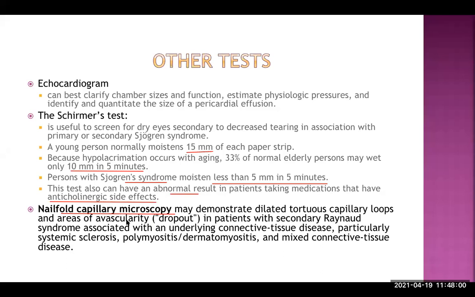This may be decreased, which is known as dropout. Some areas of avascularity would be there, known as dropout. This is because of ischemia. Whereas in other conditions, there may be telangiectasia, meaning more number of dilated blood vessels may be there. So both types of features may occur.